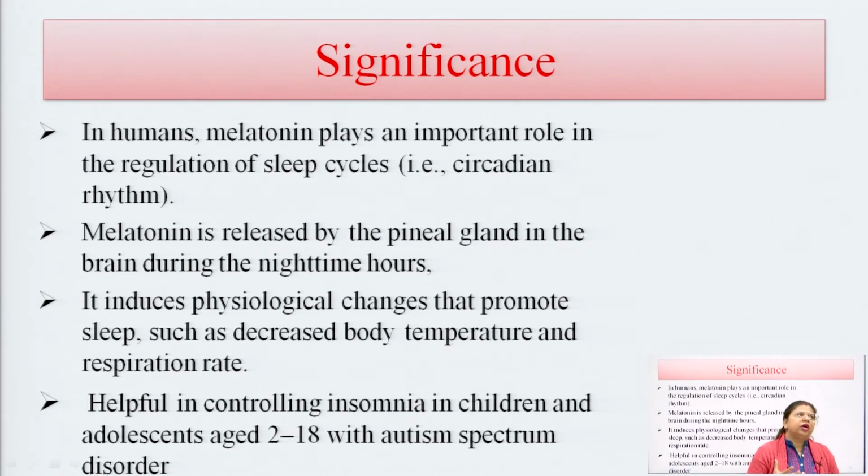Autism is the condition in which a kid or an adolescent is not working properly, or not thinking properly, not talking properly with anyone, and showing some reduction in their growth. So melatonin controls autism spectrum disorder. Okay.